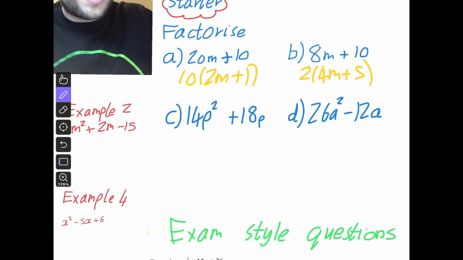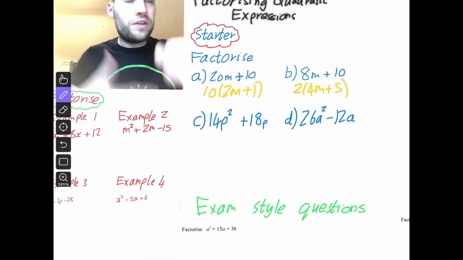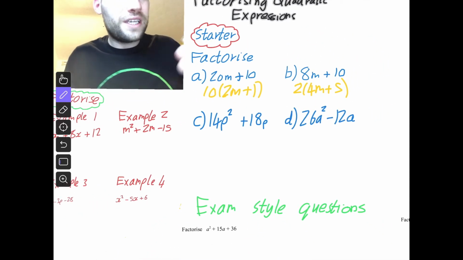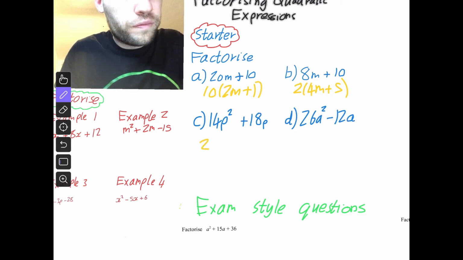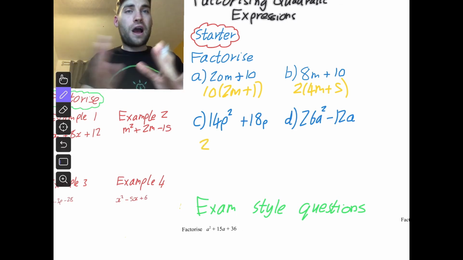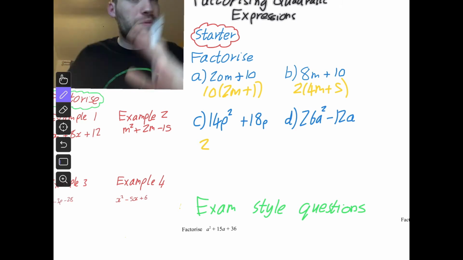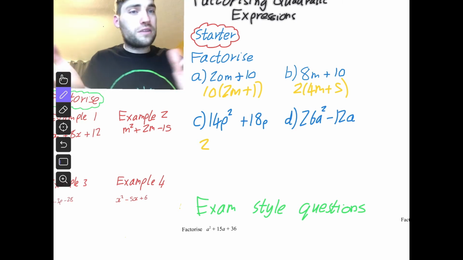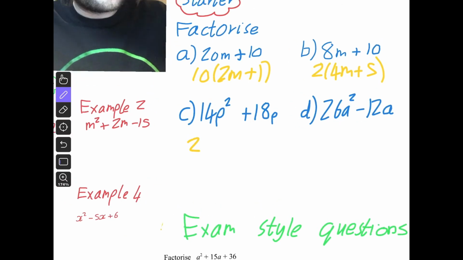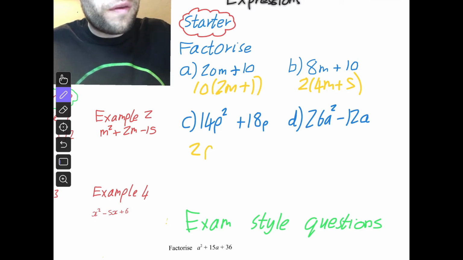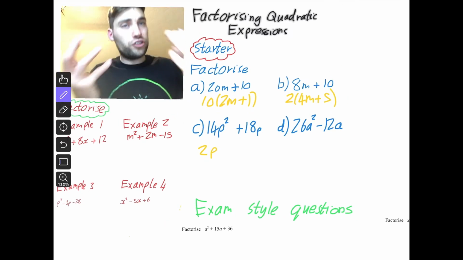Then the next one, slightly different on C. Now these terms, the biggest number that goes into 14 and 18 is 2. However, now they both have a P in them, at least one. It could be any letter, X, Y, Z, it doesn't matter. I like to vary it up. So they both have a P, so that's going to go on the outside. That's what they both share and have in common.